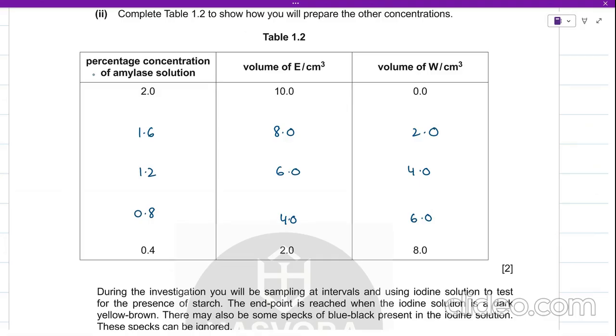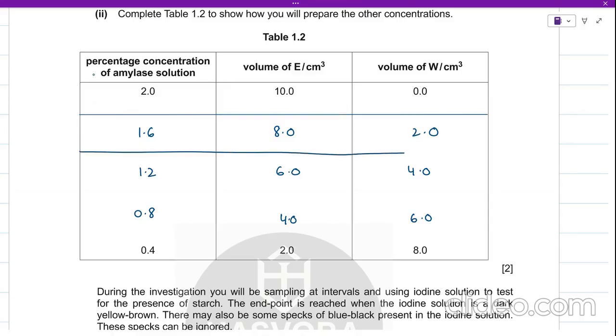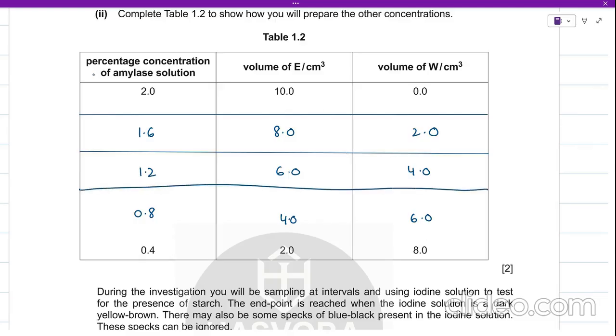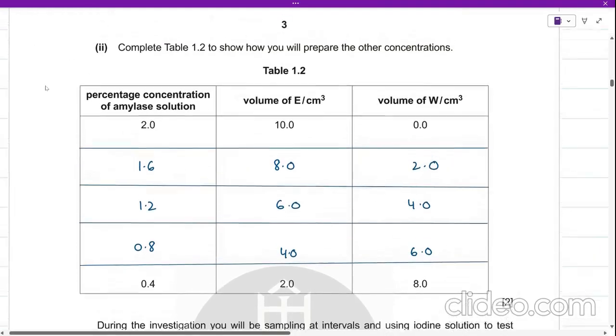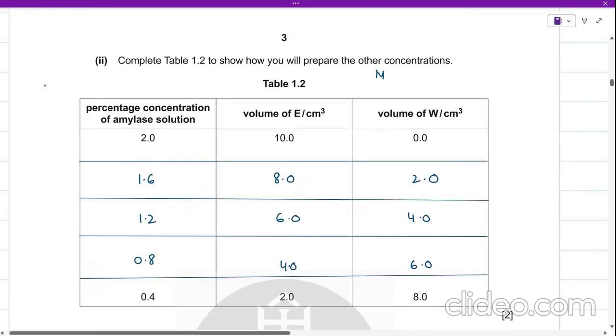Even if this does not make sense to you, how we are trying to figure out the water content and the volume of E, what you could do is just use the formula of simple dilution, which I have already shown you, that is M1V1 equals M2V2.